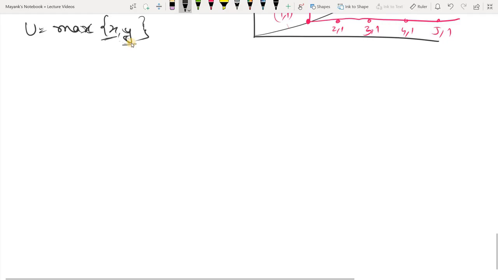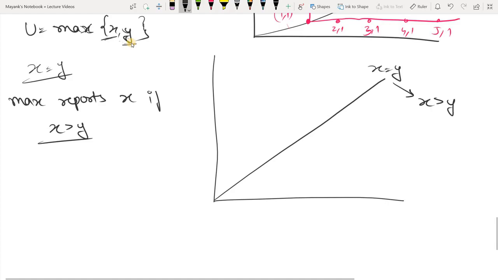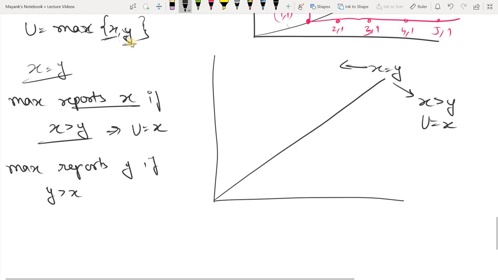Okay, so your utility function in the max case. Again, I'll do the same thing here. First, I'll do the x equals y zone, so the two parts being equal is your x equals y. Now, the max function reports x if x is greater than y. As we've already seen, this is the zone for x greater than y. So here the max function reports x, which implies utility equals x. And on the left hand side, you'll have the opposite case. The max function reports y if y is greater than x, and then the utility function simply becomes y. So you will have x less than y here, which implies utility equals y.